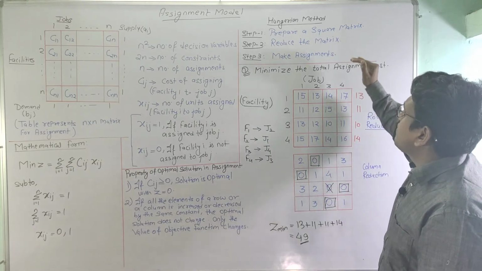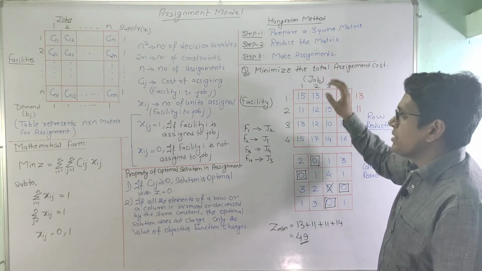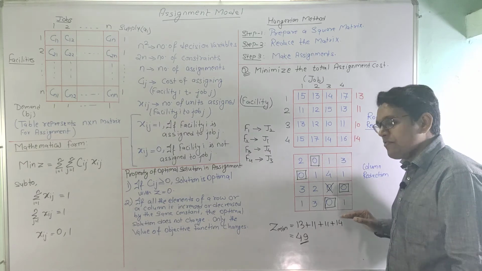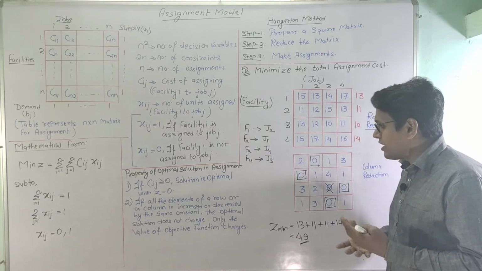So just now we have seen how to make an assignment, and if we could not get an optimal assignment here, we will see what we can do in the coming lecture.